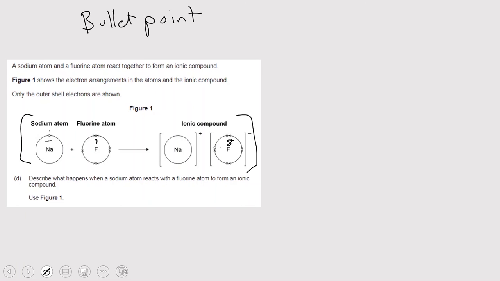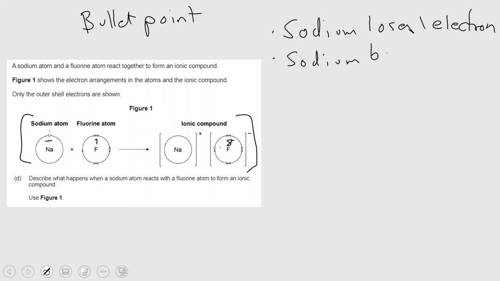So first things first, we'll say sodium loses 1 electron. Sodium becomes positive. So there we go, that's actually 2 marks, saying sodium loses an electron and becomes positive.